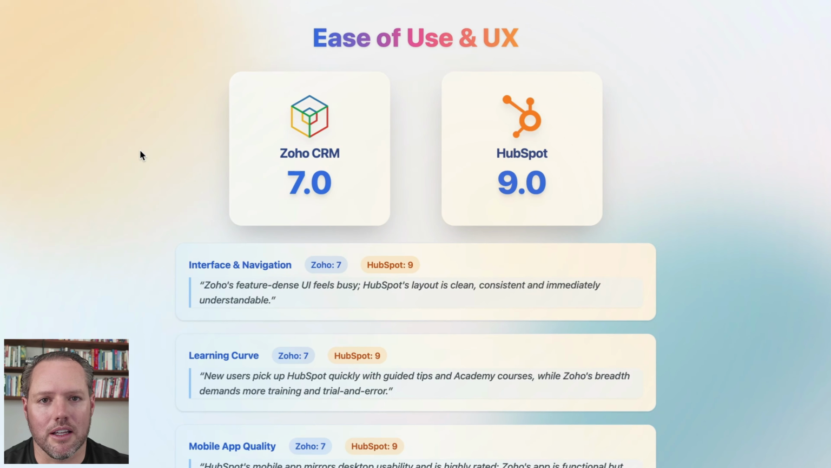There are some things in Zoho, if you have a good resource to help you with like field level rules and validation, that you can get done in Zoho that you may not even be able to get done in HubSpot. But out of the box, HubSpot may not be as flexible, but it's probably going to be more beautiful.